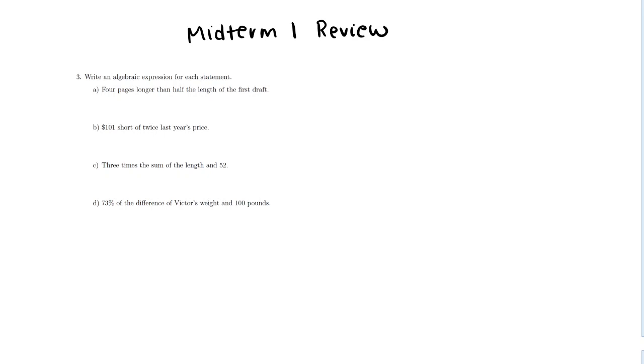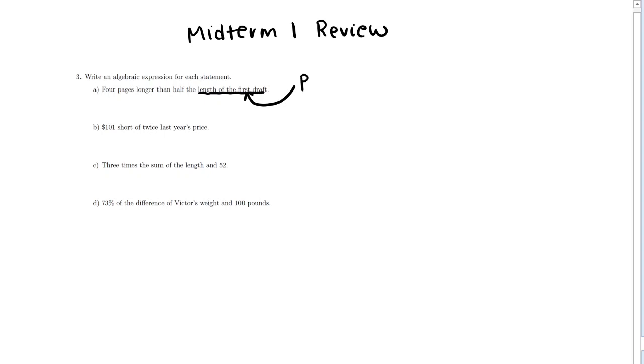So there's a lot of keywords in there telling us how we can put the different quantities together. There's also an unknown quantity in there, right? So 4 pages longer than what? Well, than half the length of the first draft. And we don't know what this length of the first draft is. Maybe this is some page count for a book. Maybe they're making a book and it's the first draft of the book, and the length of that first draft is the number of pages in that book.